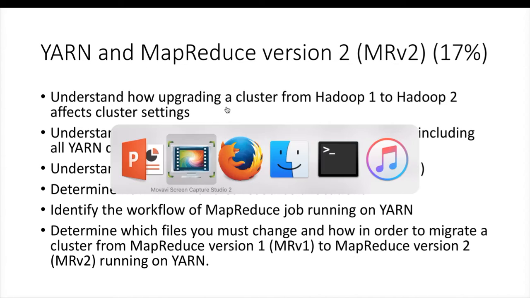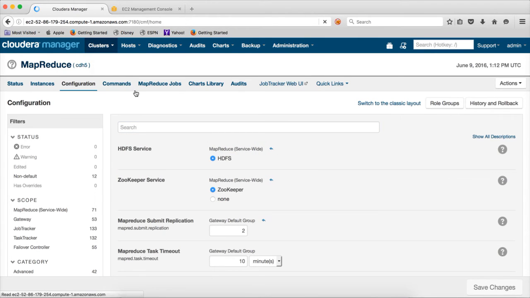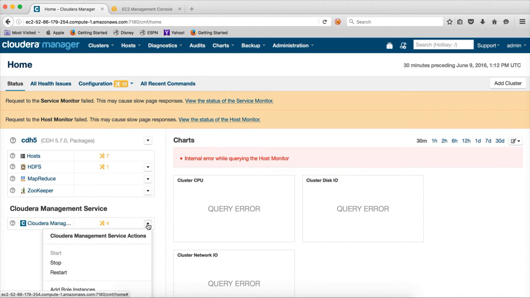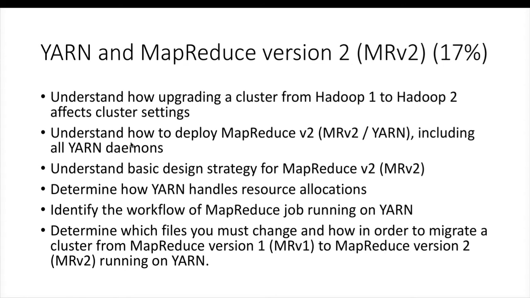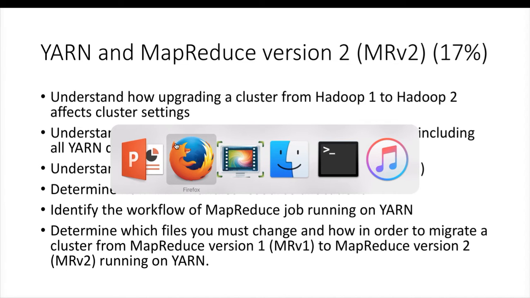So I have a cluster which is running MRv1, and we will review what is there with respect to MRv1. And then when we set up MRv2, the second item says: understand how to deploy MapReduce v2 including all YARN daemons. If we review what is there in MRv1, and then deploy MRv2, you will understand the cluster settings that are different between Hadoop 1 and Hadoop 2. So as part of this video, I will only focus on important parameters, the daemon processes, the parameter files, and the logging files or logging directories with respect to MRv1.